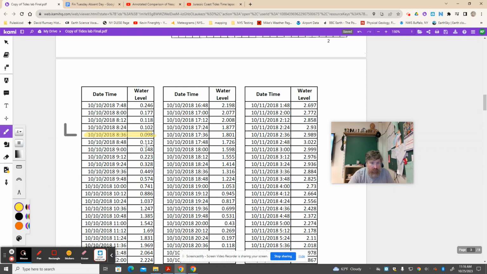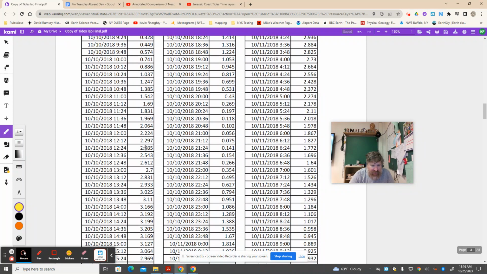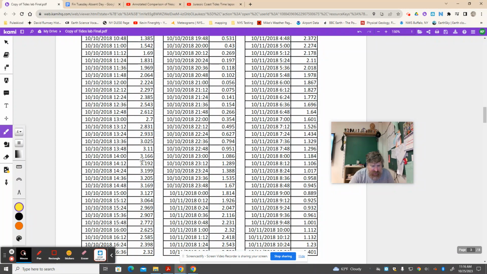Then look at the numbers as they go up, and they rise and they rise and they rise until you get to maybe right about here. This is looking like your first high tide. H. Right? Then they go down and down and down.